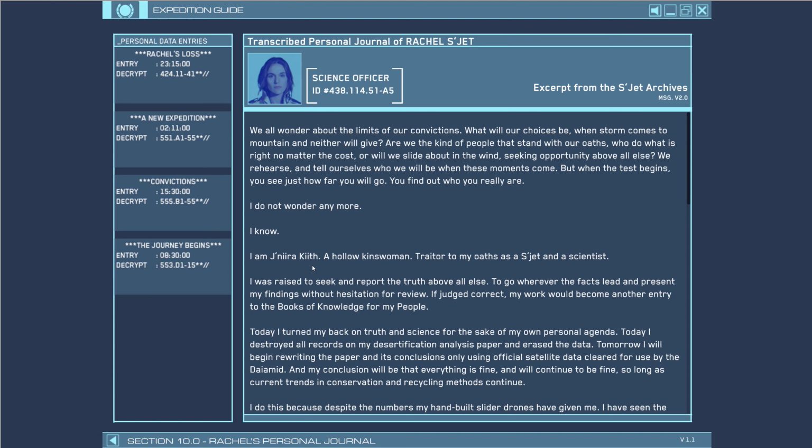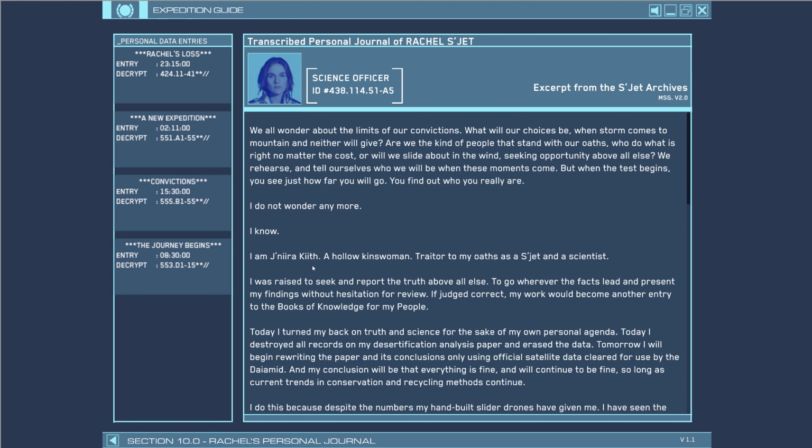Tomorrow I will begin rewriting the paper and its conclusions, only using official satellite data cleared for use by the Diamond. And my conclusions will be that everything is fine, and will continue to be fine so long as current trends in conservation and recycling methods continue.